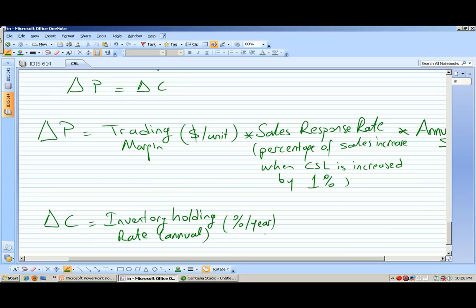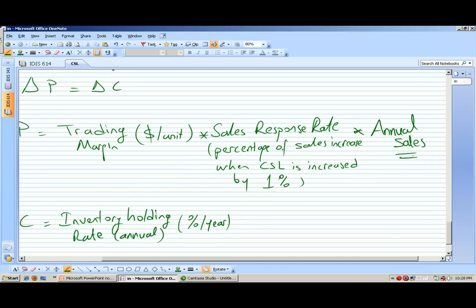Okay, since I put the annual, the important thing here is this annual sales and this inventory holding rate, they need to be in the same unit. So you can use your monthly sales, but then you need to consider monthly inventory holding rate. Okay, so as long as you are consistent in terms of time units, then you would be okay. Okay, standard product cost, how much it costs you. This is again dollar per unit.